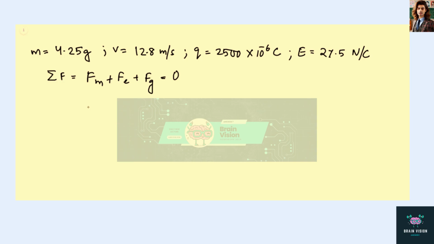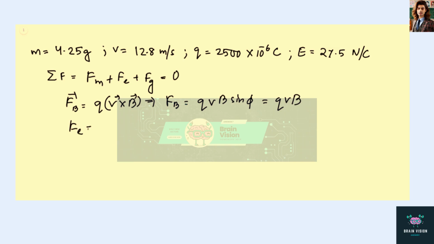force. Now, we know that Fb is equal to Q times V cross B. So, the magnitude of the magnetic force is equal to Q times V B sine phi. Here, velocity and magnetic field are perpendicular, so sine phi is 1. And Fe, the magnitude of the electric force, is Q times the magnitude of the electric field, and Fg is basically mass times gravity.